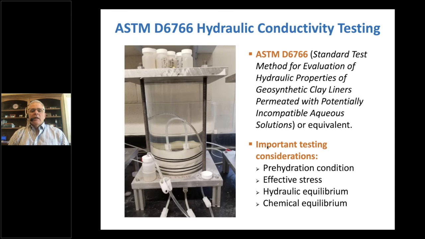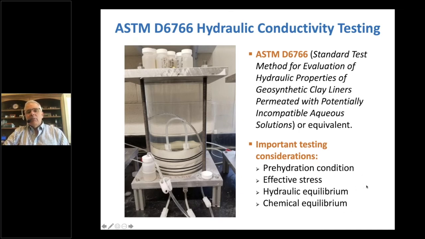We normally do that with ASTM D6766. That's the GCL analog to D5084 for soil. They're very similar standards. I've been involved in the development of both of them. They're used in a so-called flexible wall permeameter, which I show here on the left, where we essentially have a circular GCL sample sandwiched between two caps and a latex membrane surrounding it, and we flow water through the GCL, actually bottom to top, and we run that test to equilibrium.